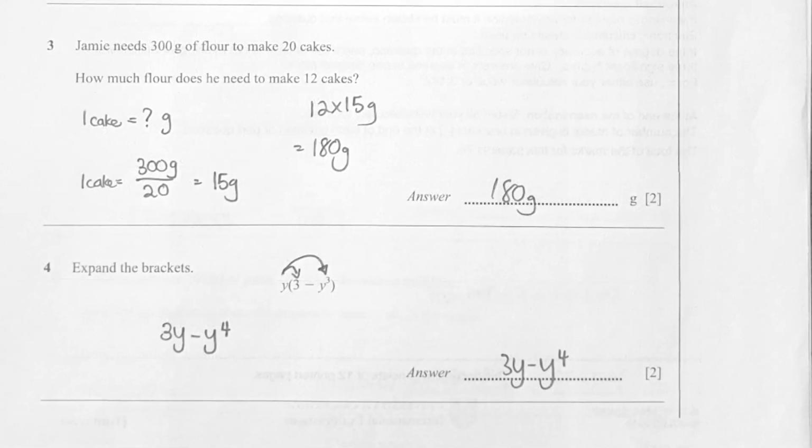So question 3, Jamie needs 300 grams of flour to mix 20 cakes. So how much does she need for 12 cakes? You're required to find how much flour is required for one cake first. To do that, you have to take 300 grams divided by 20, which is 15 grams. So to make 12 cakes, simply take 12 times 15, then you will get 180 grams.